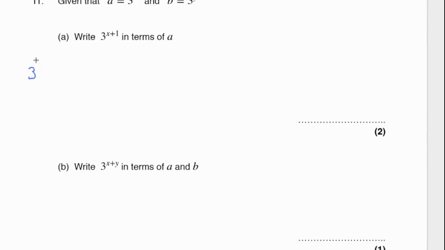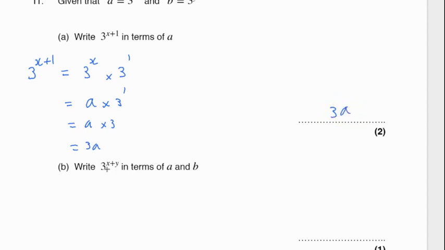3 to the power of x plus 1 is the same thing as 3 to the power of x multiplied by 3 to the power of 1, right? Because when we multiply, we add the powers. So if we write it backwards, we kind of see what's going on. 3 to the power of x was equal to a, and then times 3 to the power of 1. And remember, 3 to the power of 1 is just 3, so that becomes a times 3, which is 3a. So that's what that is there.